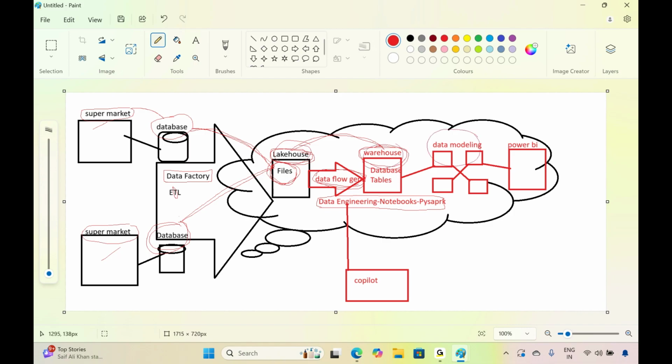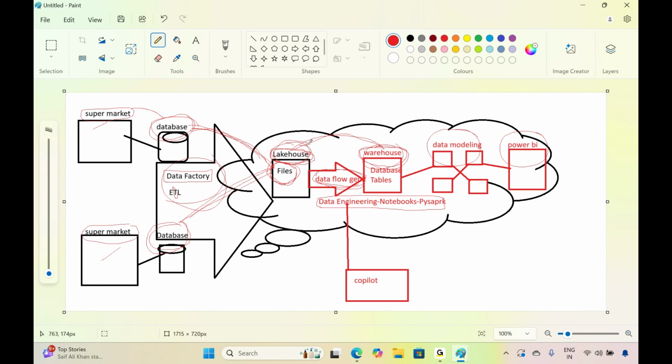Lake house, warehouse, data modeling, Power BI. This is the complete flow of the project I'm going to design. You have your business data located somewhere. That data, by using the Data Factory tool, you move and consolidate into one place: the lake house.